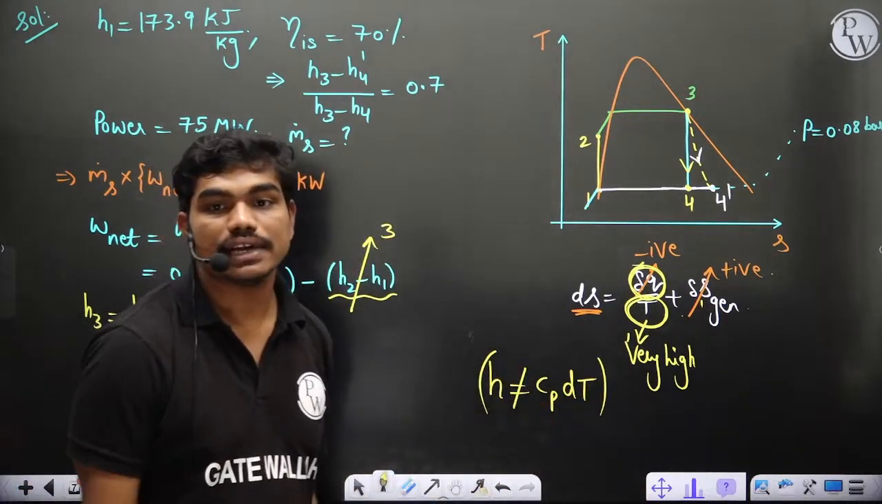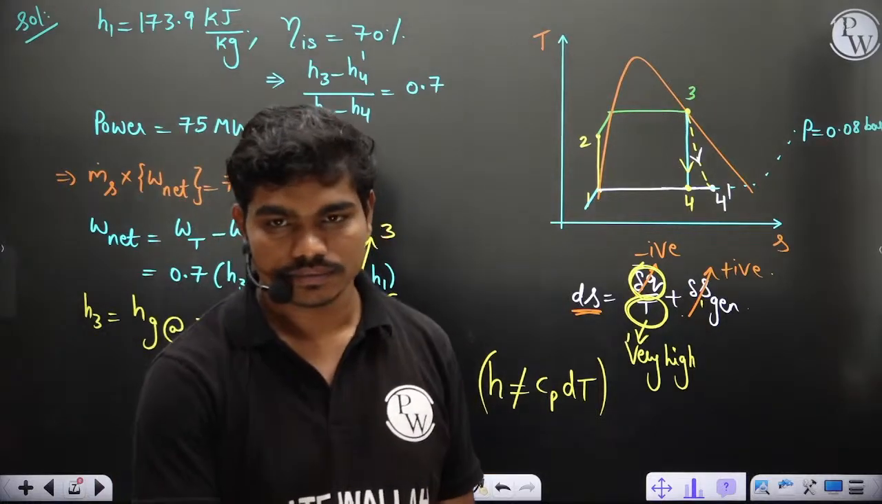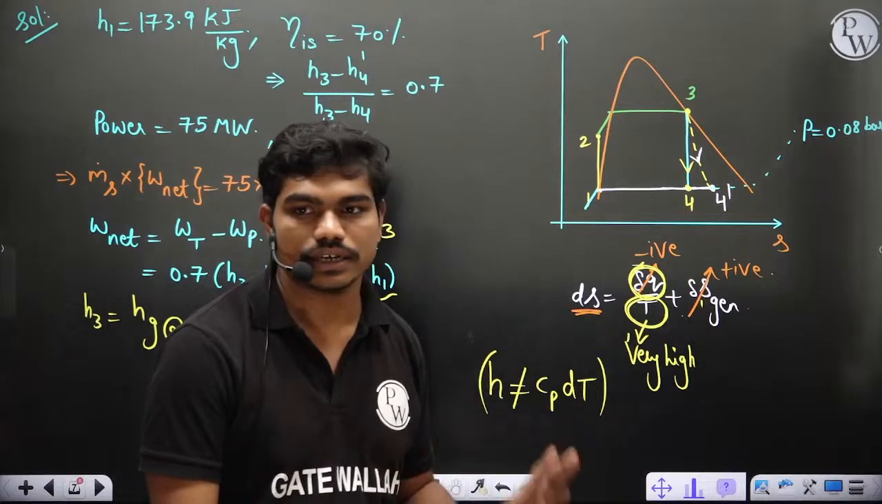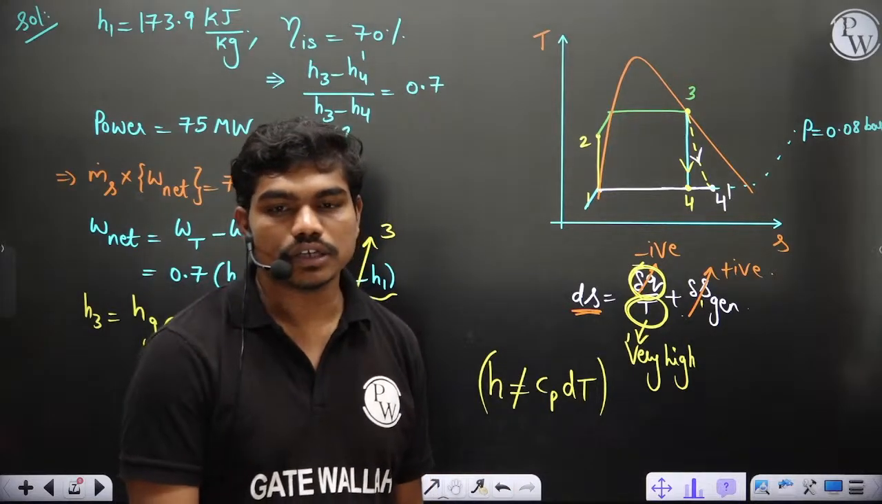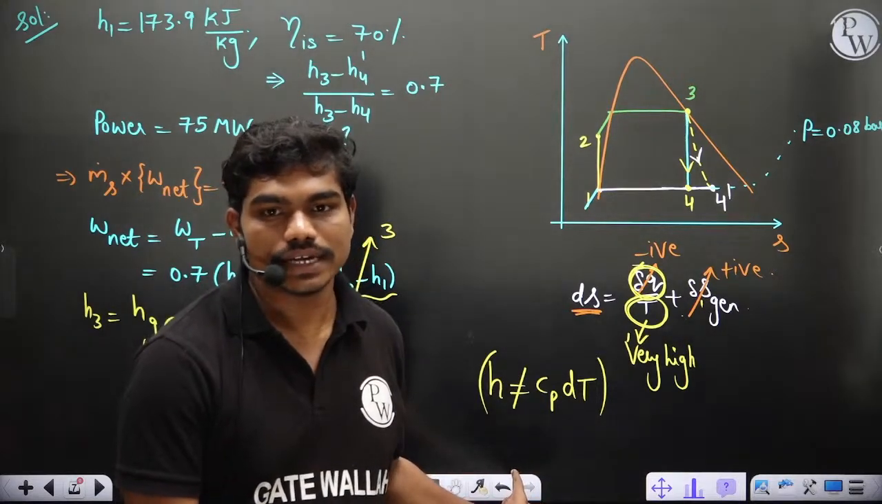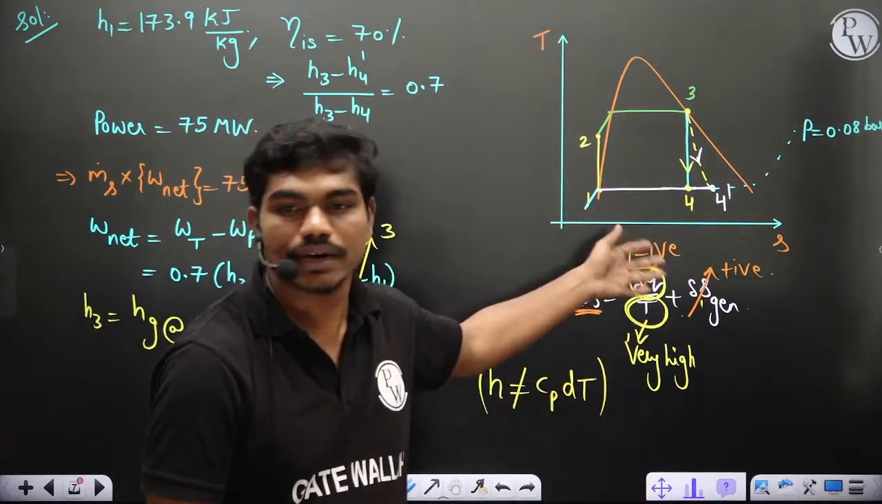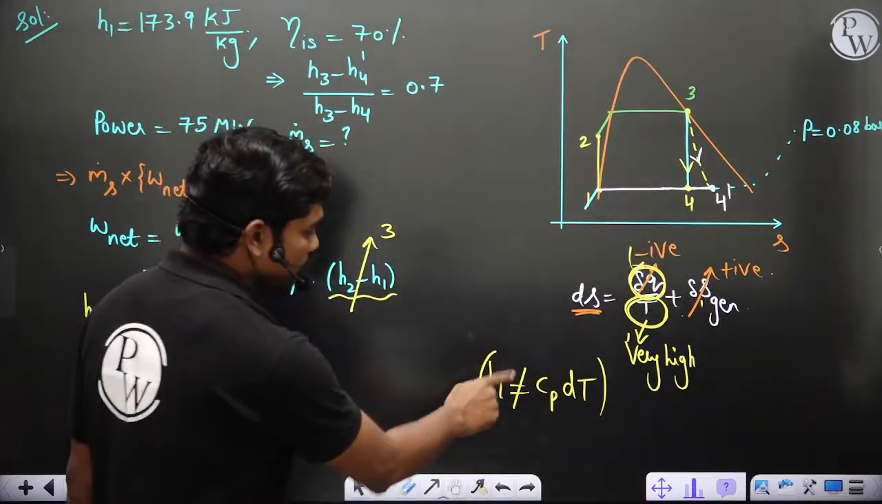Okay, we are dealing with steam, not ideal gas. Clear? If you try to do this in terms of CpdT, that's wrong, because this is valid only for ideal gas. Here things are not ideal gas. We are dealing with vapor, steam and vapor. So this cannot be used.